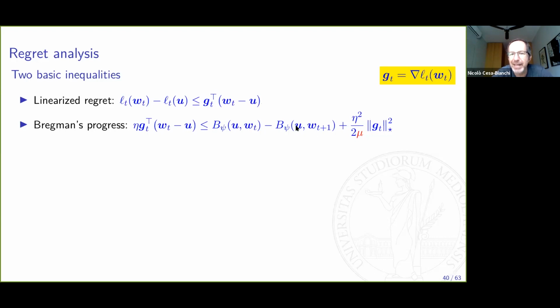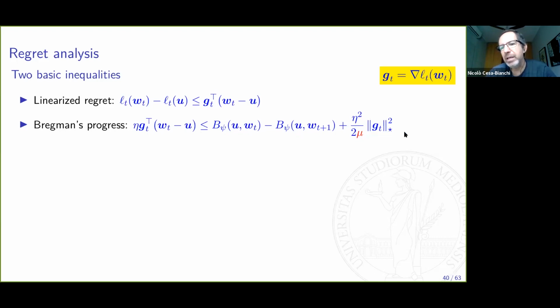So this is connecting these pieces here to this progress in terms of the Bregman divergence. You remember, Bregman divergence measures distance between models. So this is telling me how much by updating I moved towards u, which is the best model in the class, the model I would like to compete against. So this is measuring the progress made by my update in terms of Bregman divergence.